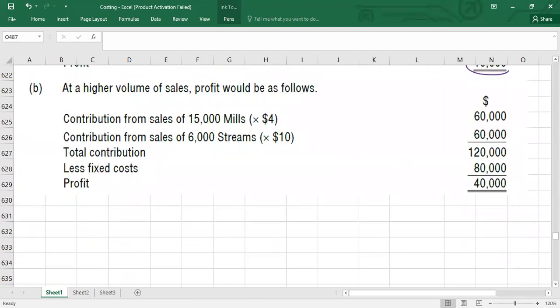So guys, here you have to calculate contribution for M: 15,000 units multiplied by contribution per unit of 4 is 60,000. Contribution for S: 6,000 units times contribution per unit of 10 is 60,000. So total contribution is going to be 120,000. From there you subtract fixed cost of 80,000, and you will get a profit of 40,000.